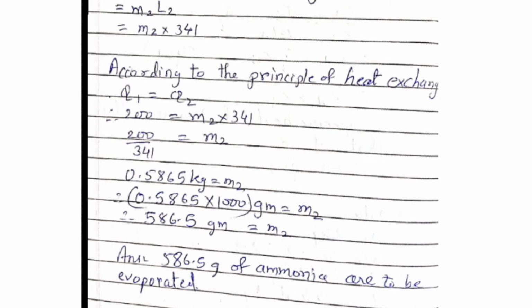So I have to multiply, and when you are multiplying, the decimal point just shifts. So what answer are you getting? 586.5 grams of ammonia will be evaporated. Is this part clear?